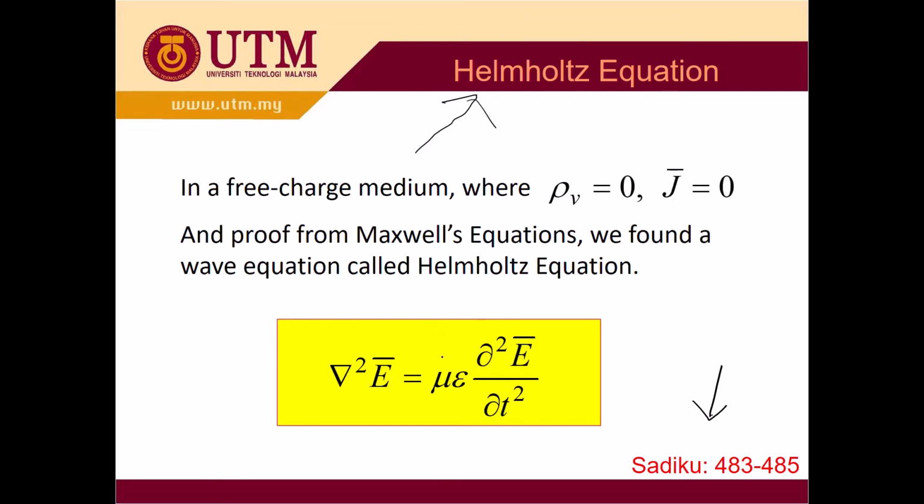Okay, this is basically the Laplacian. The Laplacian of E is equal to mu epsilon del squared E divided by del t squared. Right, so we can see that we have a mu epsilon, which means we have both the magnetic and electric parts.